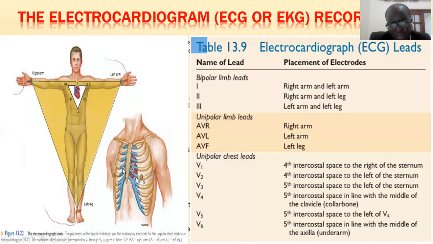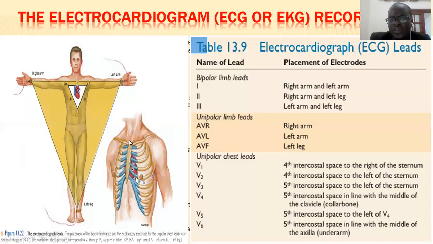Then down here, you can see the placement of the chest leads. So you have the V1. I told you you need to feel for the sternal notch. Then you palpate downwards until you find the sternal angle. Then the sternal angle, when you go to the right side, you'll be in the first intercostal space. Then you feel for the second, third, and fourth intercostal space, just adjacent to the sternum. This is where you put your V1.